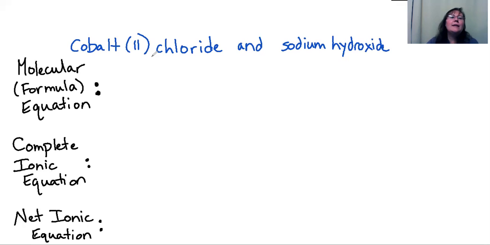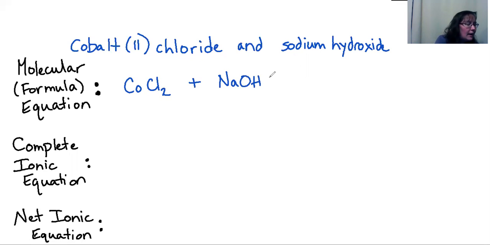Okay, so let's take a look at this. First, we have cobalt(II) chloride, which is going to be CoCl2. And sodium hydroxide, NaOH. Now I go right to my rules, and I see that based on chlorides, this is going to be soluble, and based on the sodium, this is going to be soluble. So I can write a little aq after each one.